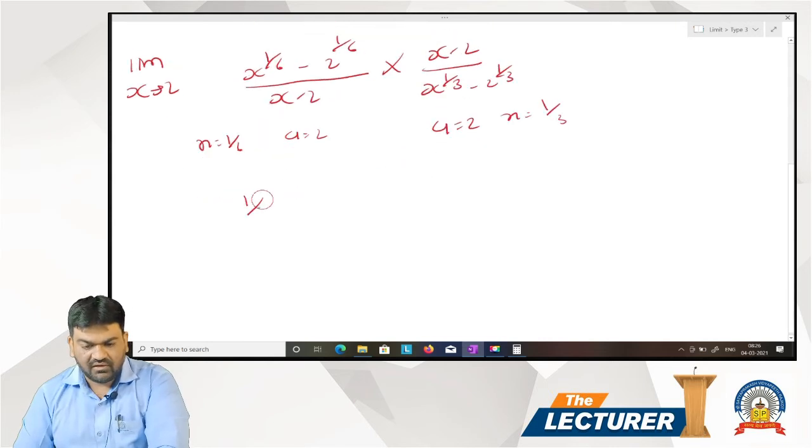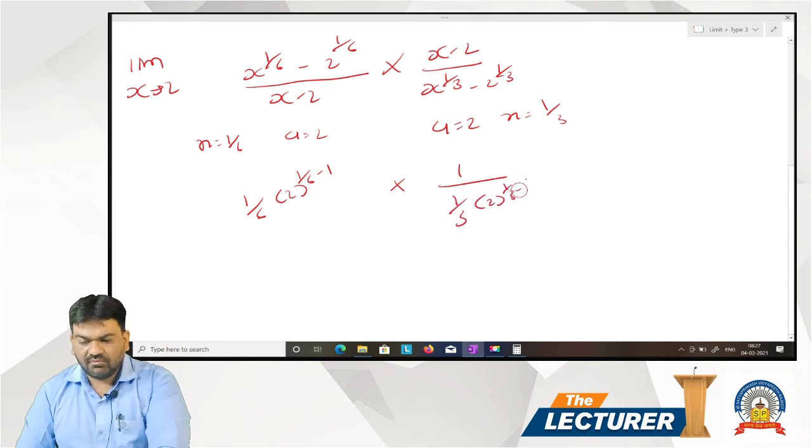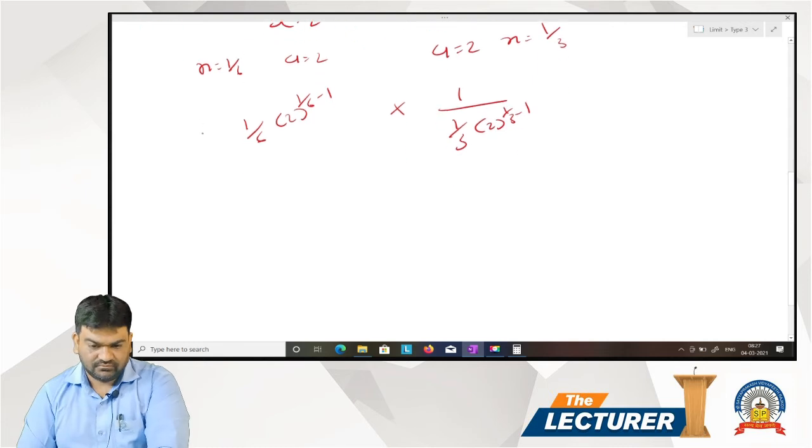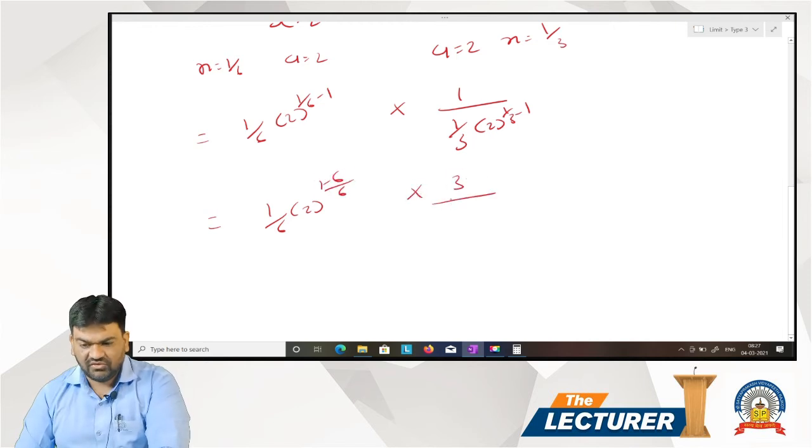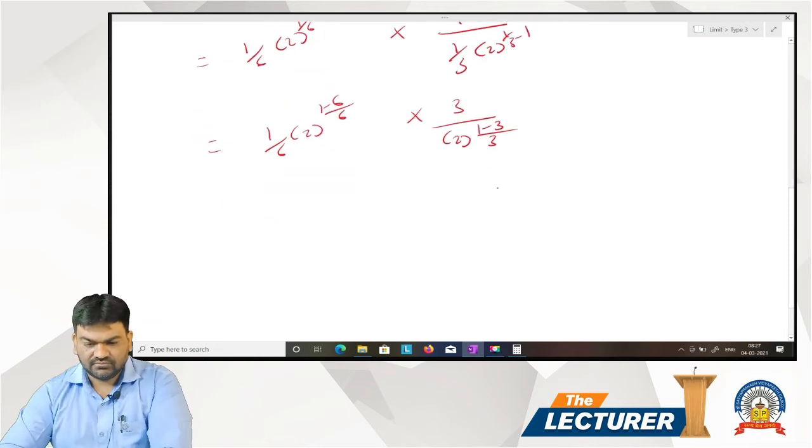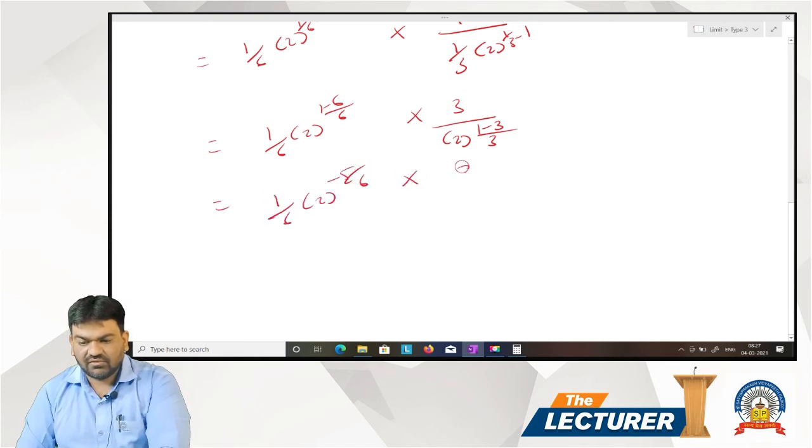So 1 by 6 multiplied by 2 raised to 1 by 6 minus 1, multiplied by 1 upon 1 by 3 multiplied by 2 raised to 1 by 3 minus 1. That is 1 by 6, 2 raised to (1 minus 6) by 6, and the reciprocal of 1 by 3 becomes 3, 2 raised to (1 minus 3) by 3. So 1 by 6, 2 raised to minus 5 by 6, 3, 2 raised to minus 2 by 3.